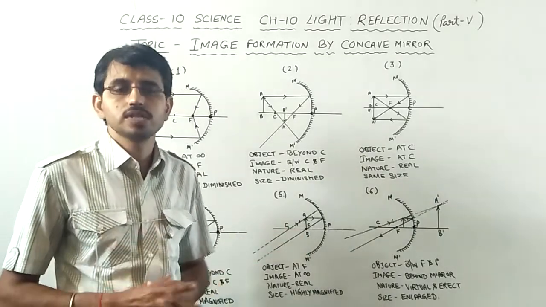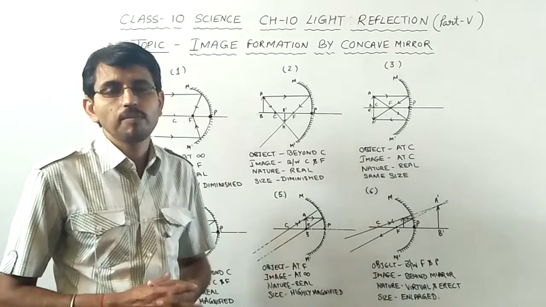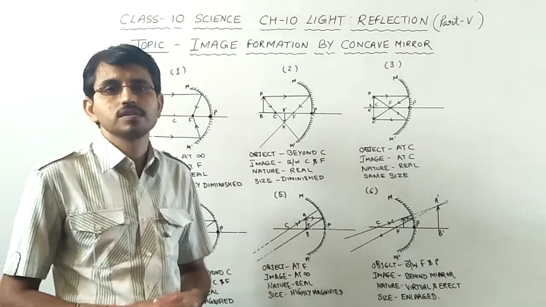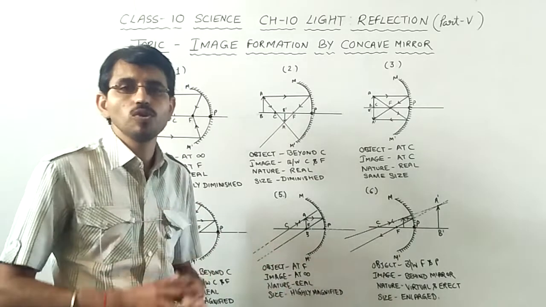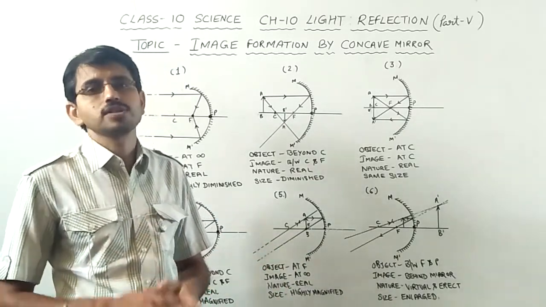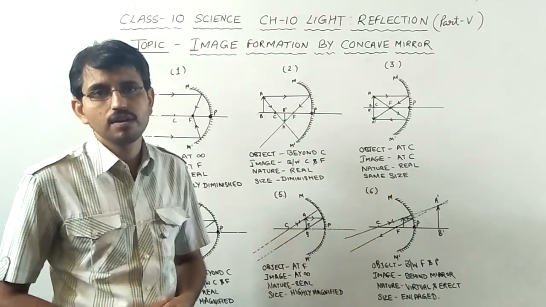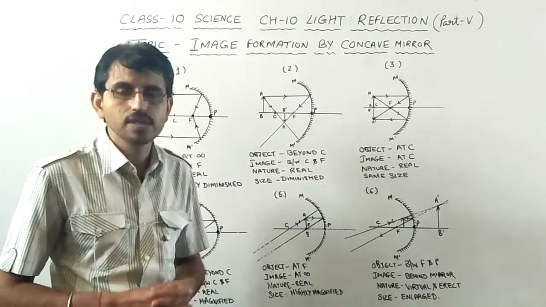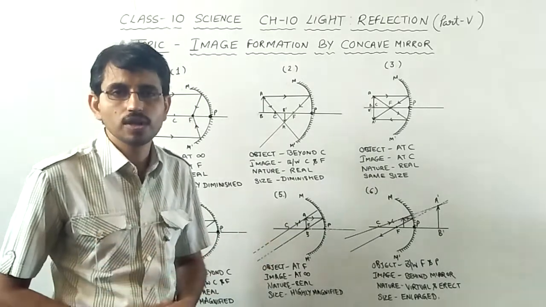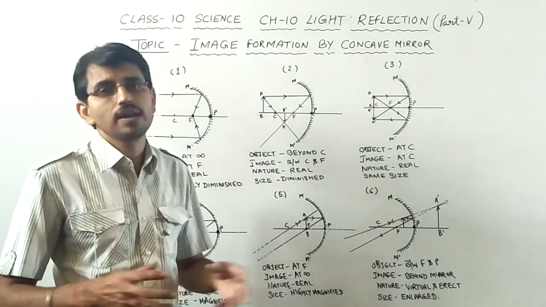The first rule was that if the light ray is coming parallel to the principal axis, then it would pass through the principal focus. The second rule is opposite to rule 1, that if the light ray passes through the principal focus, after reflection it becomes parallel to the principal axis. Third rule is this, that if the light ray passes through the center of curvature, then it would retrace its path.